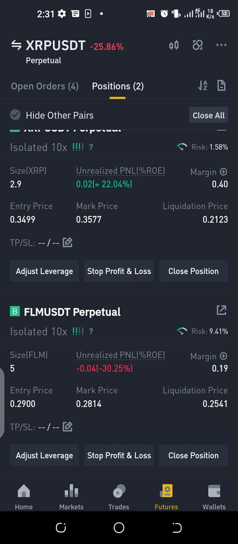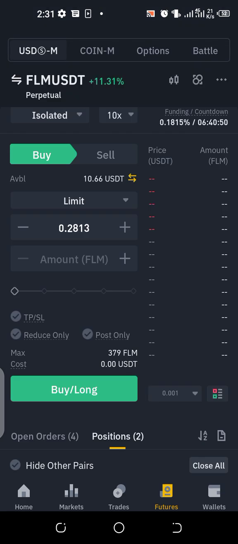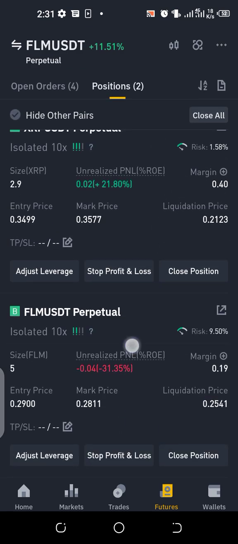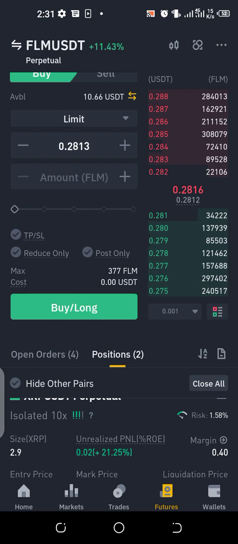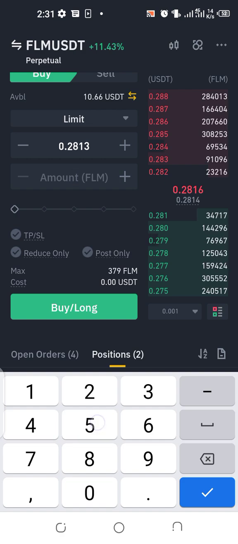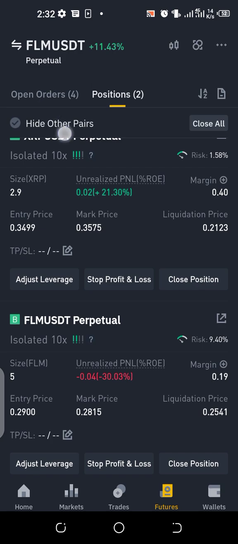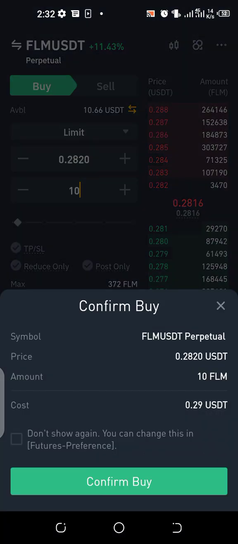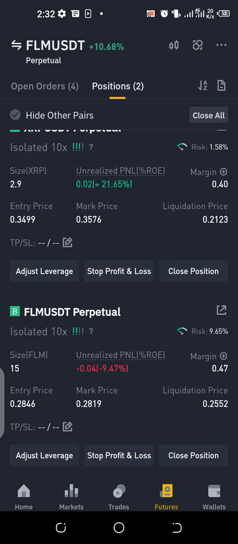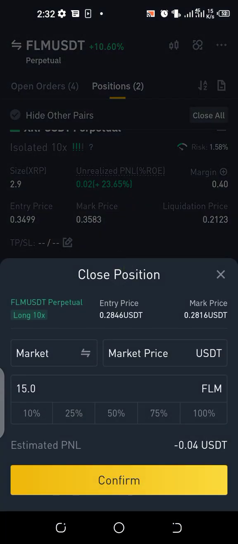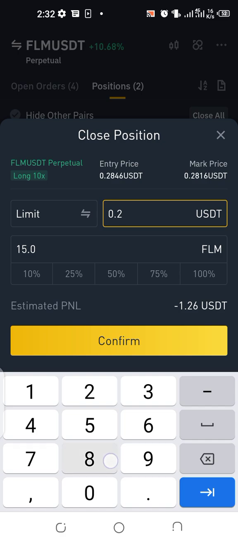Okay, so I know at 10 times leverage I've used 0.19 USDT to buy 5 FLM. Now I want to buy some more at that new cheap rate or low level, so I can use the amount I've removed to buy some more, and then it's added. Now before I buy some more at a lower price, look at the entry price, 0.29. If I buy some more at 0.282, the entry price is going to drop from 0.29 and become 0.2846. That's made a significant impact because I bought a larger amount at a lower price, and now I can afford to close in profit at a lower price than I could before.